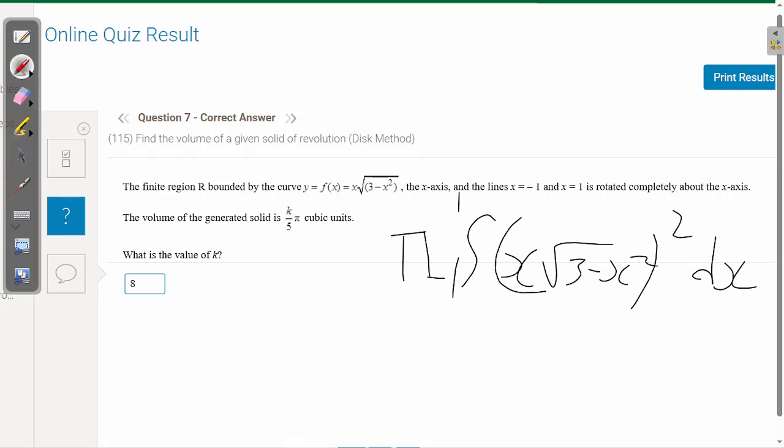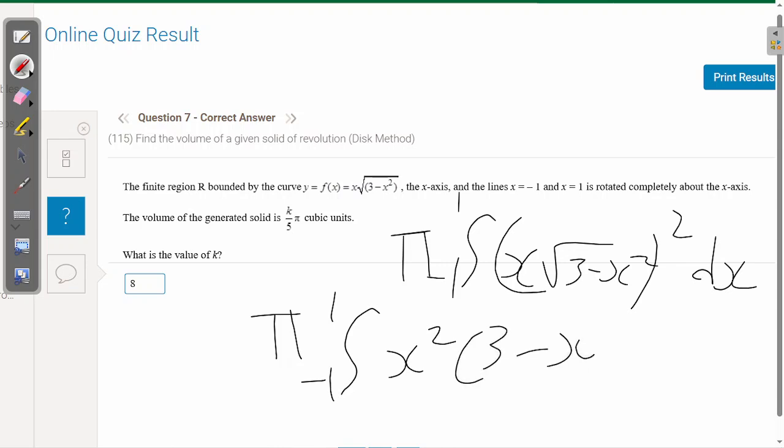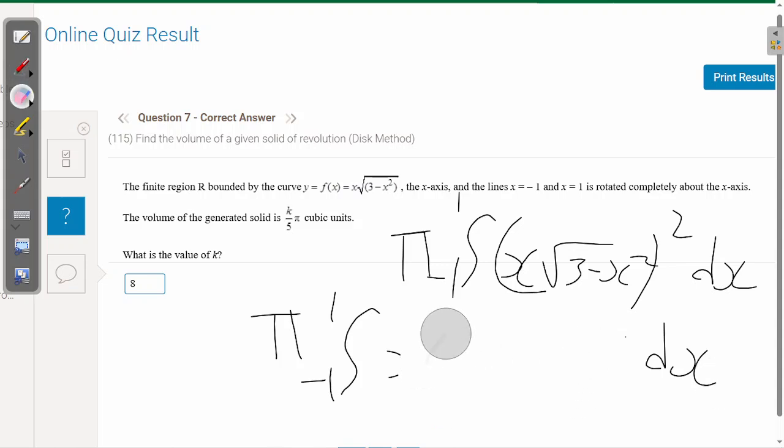Now I'm going to expand this, I mean distribute the square. So pi from negative 1 to 1, this will be x squared times 3 minus x squared, all of it dx. Now we distribute the x squared. It's going to be 3x squared minus x to the power 4.